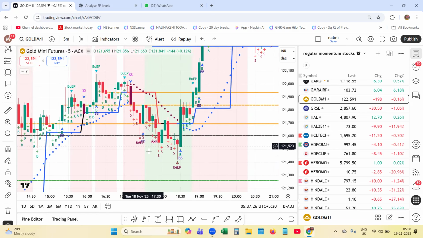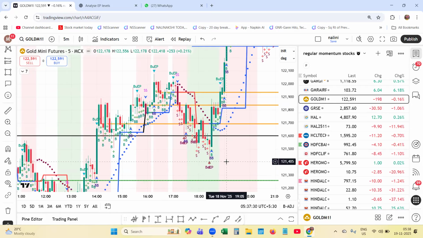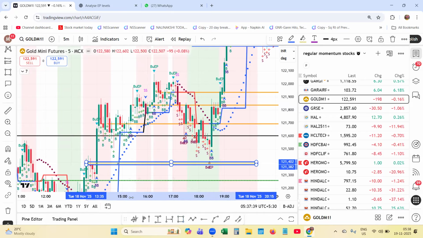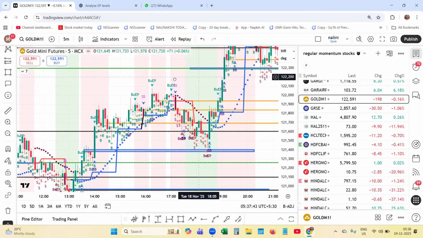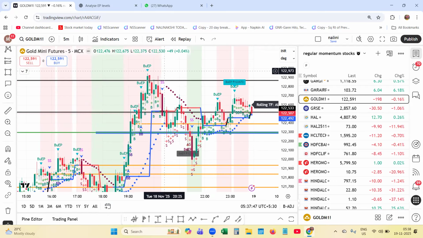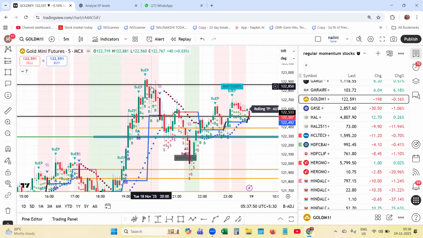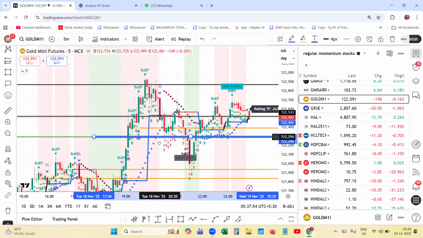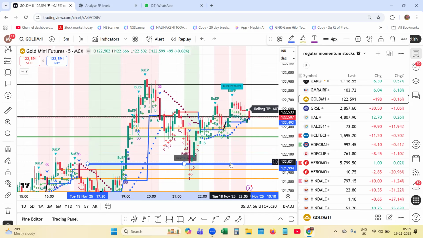intraday level. Bearish EP, bearish EP. From the bullish EP, it came down to bearish EP, and it is the flip level, bullish EP. That means price is testing this level and taking the support. And it ran up to their PE, CE, and this is the support.